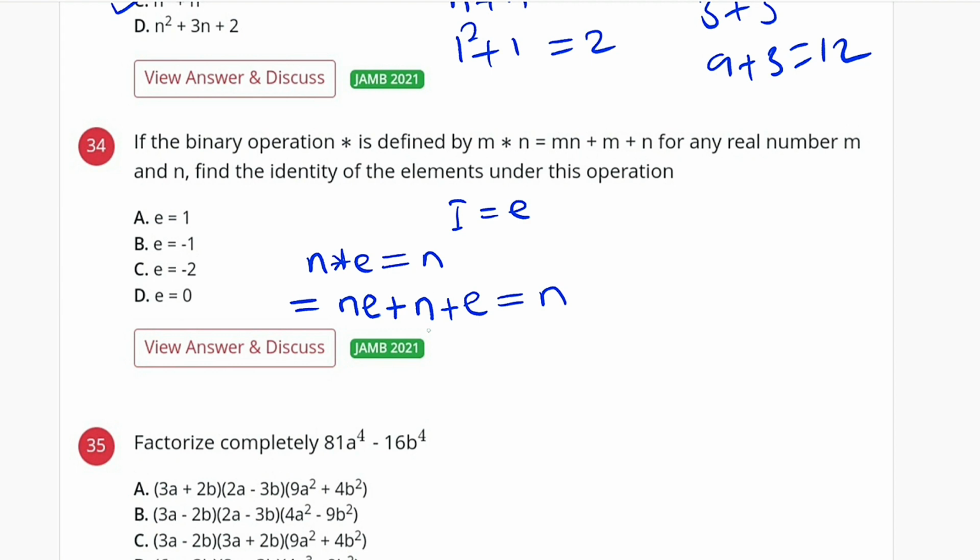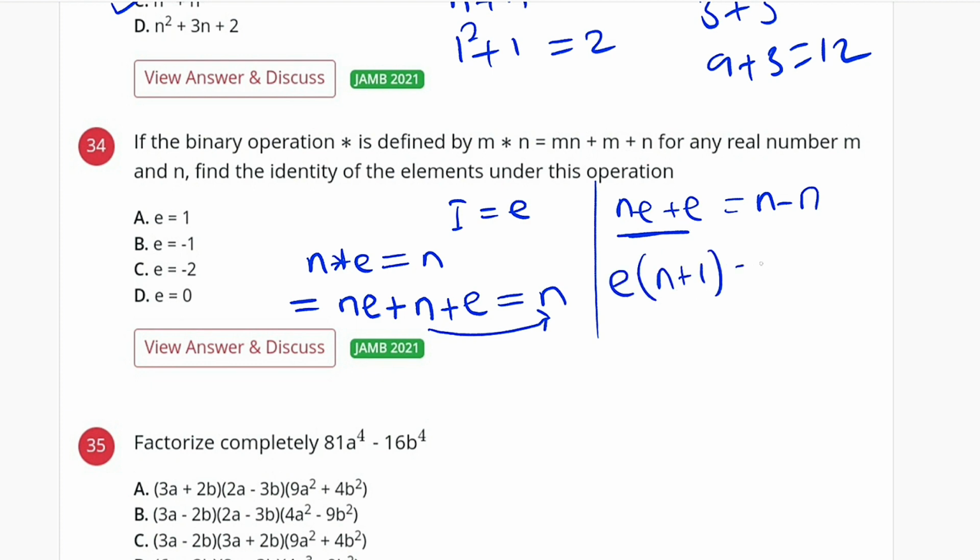So now let us collect the like terms by taking this to the right hand side, leaving ne plus e equal to n minus n. We can factorize this. We have e in common, e times n plus 1, and this is equal to 0. So either e or n plus 1 is equal to 0. But our goal is to find e. So let us set e to be equal to 0. Therefore, e is equal to 0, which is option D.